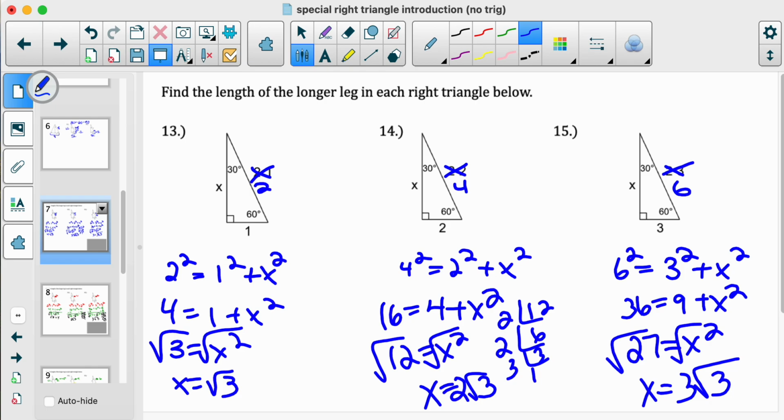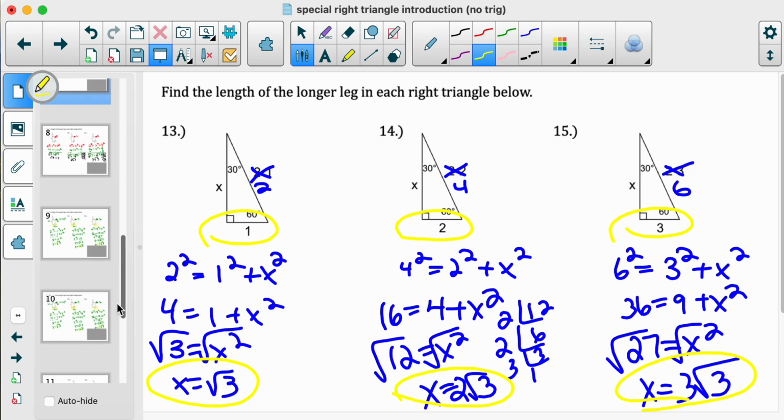Okay, so there's another pattern here, kind of like in number 1, where we are looking at the length of the short leg, and we're solving for the long leg. Length of the leg is 1. We got square root of 3. Length of the leg is 2. We just got 2 square root of 3. Length of the leg is 3, and we're getting 3 square root of 3.